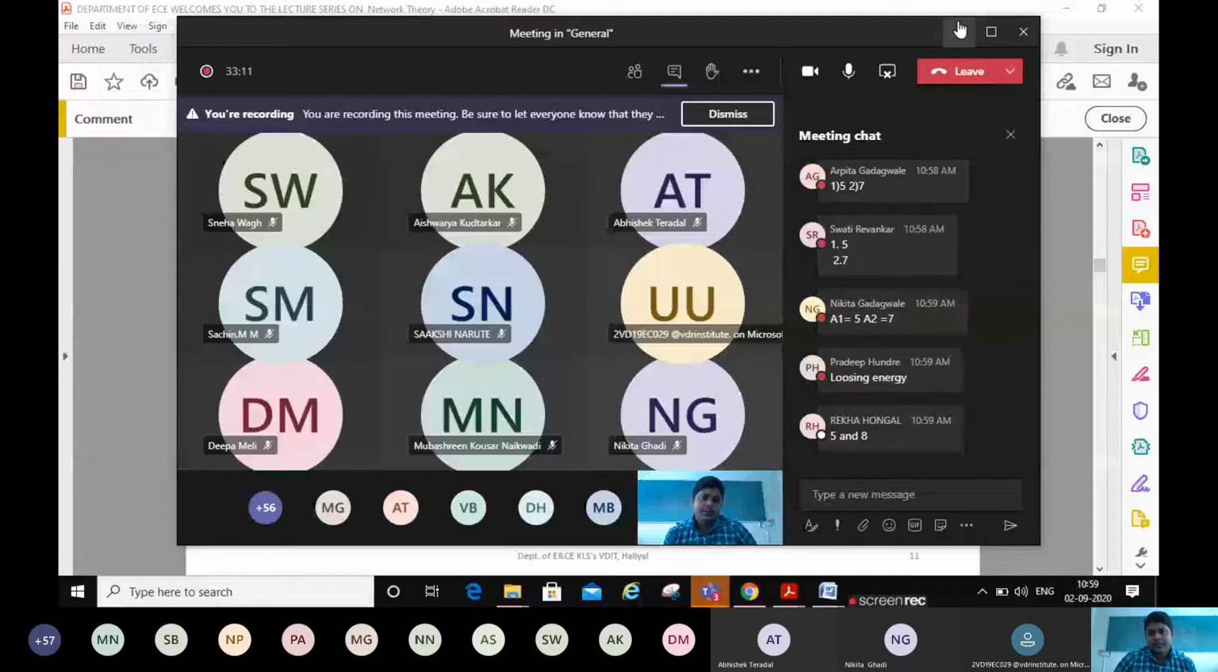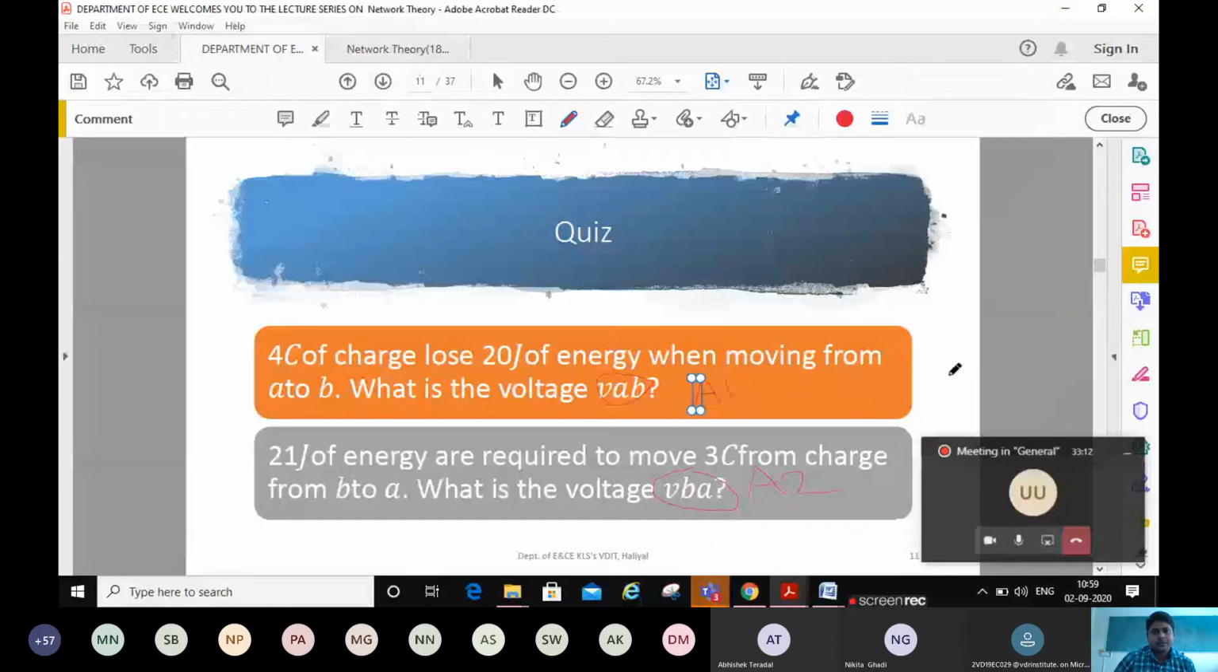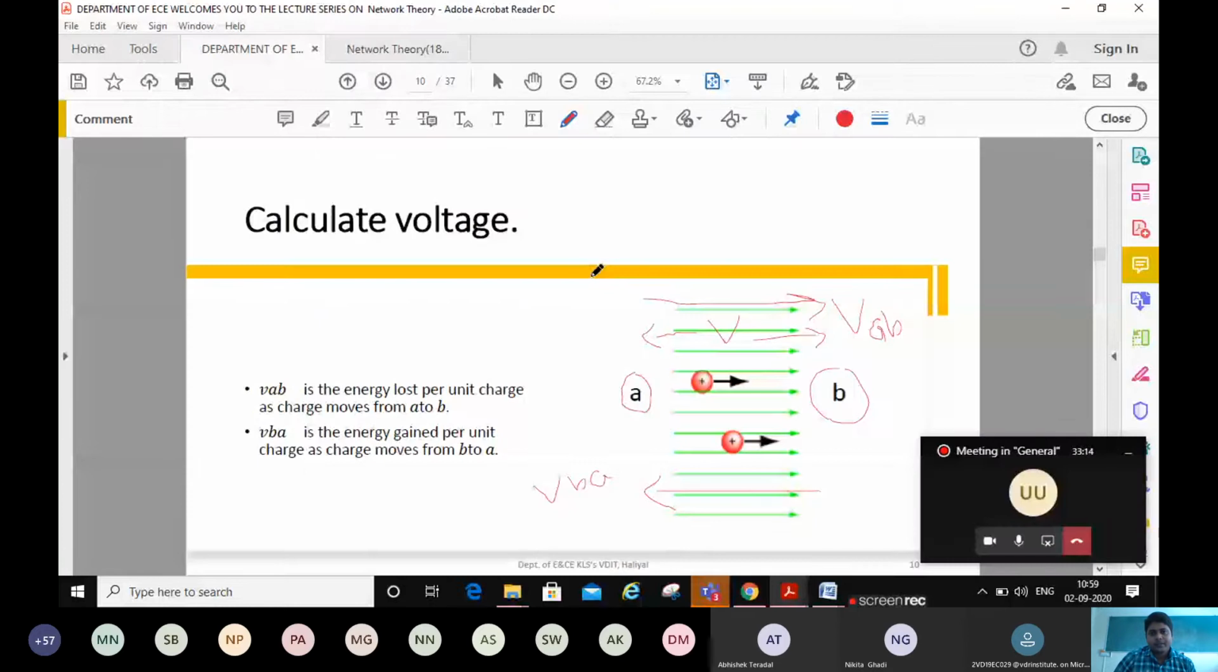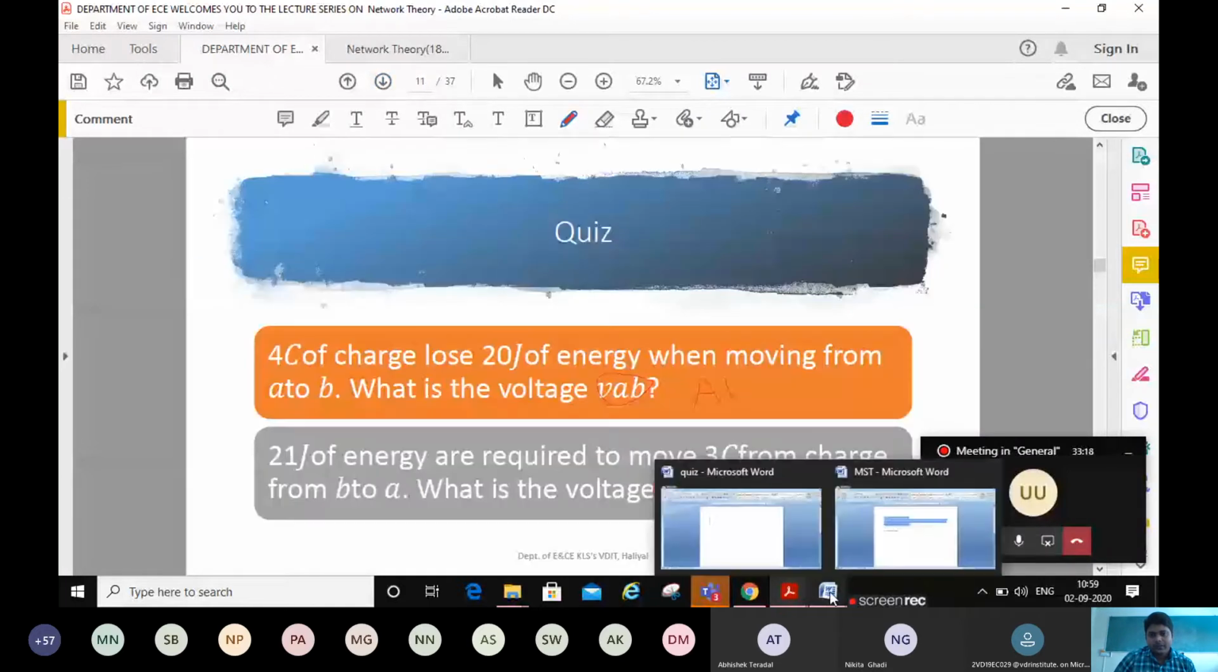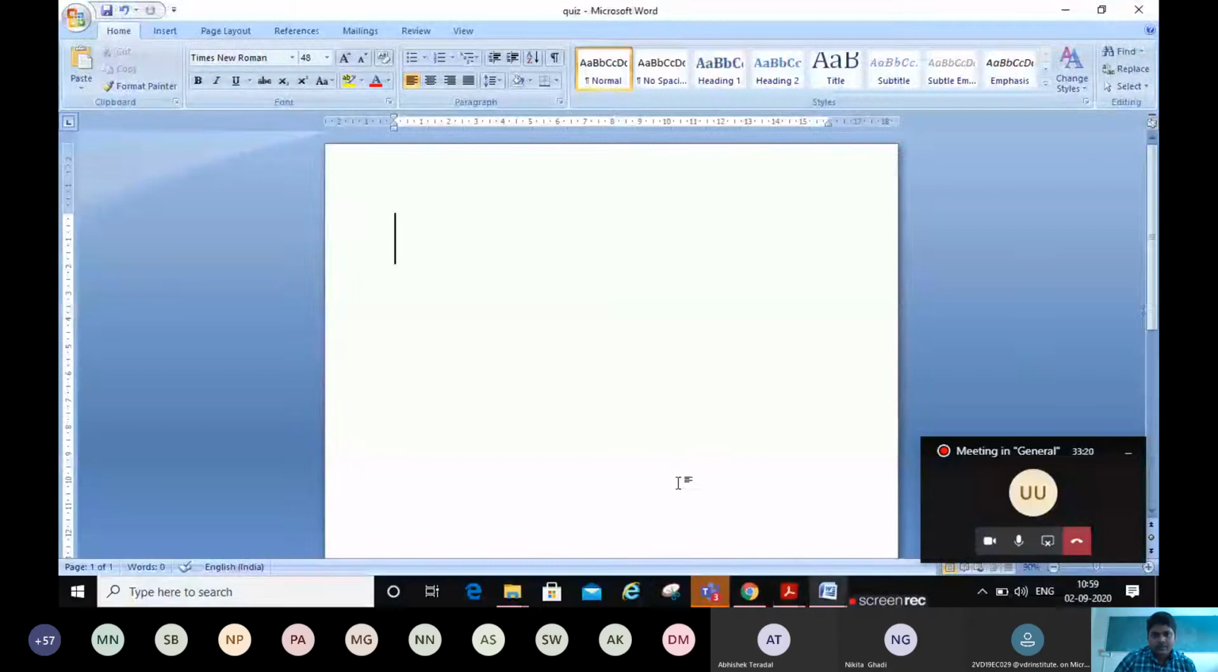I think you have this figure in your mind. Keep this figure in your mind. Next, for your answers, I will type. The first one we need to find is the voltage across AB, right? So there we have these things. Is it visible to everyone? This Word file? Yes, sir. So VAB, what we have is 20 joules and 4 coulomb charge.